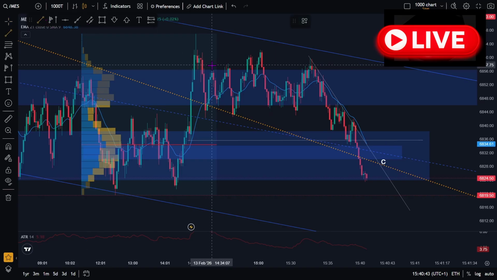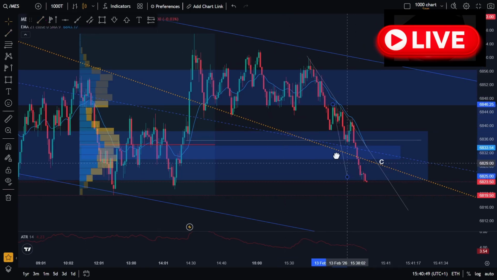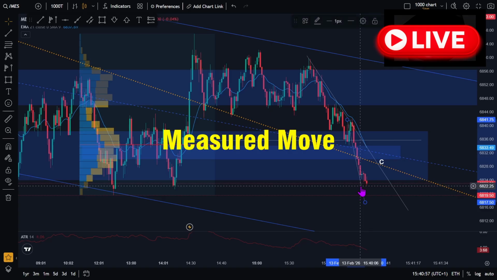Let's see if the second leg is already finished. I like to check on the measure move. The measure move is this one. This could be the measure move, or this one could be the measure move. Let's check on that. This is the measure move as well.